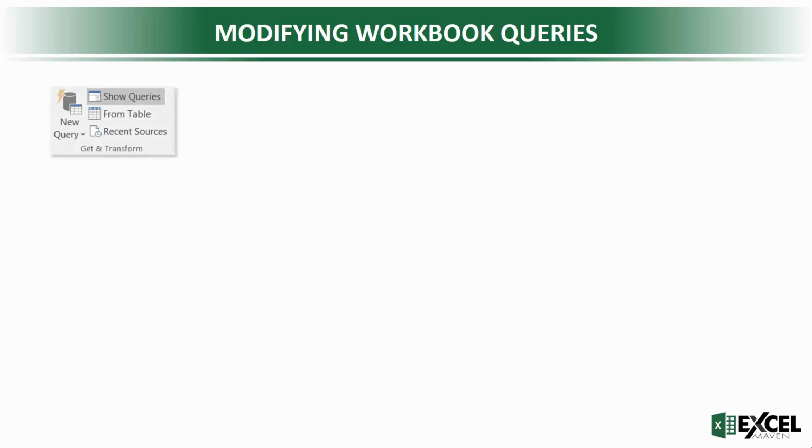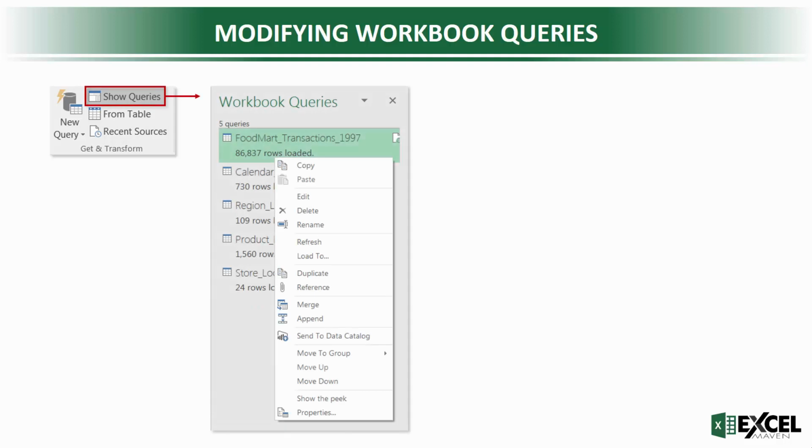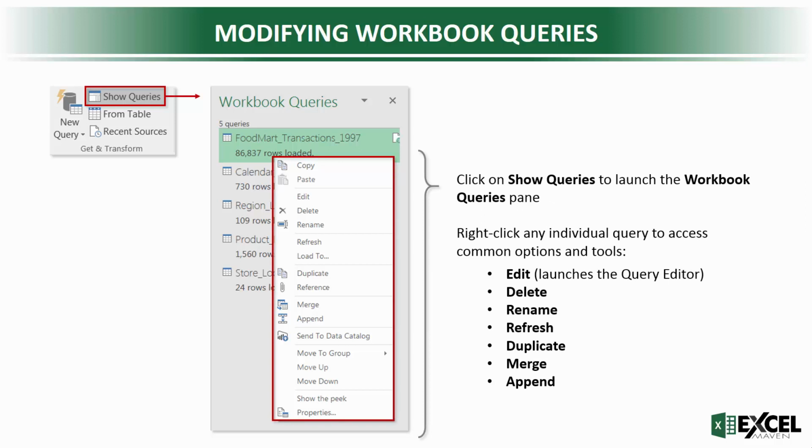All you need to do in the Get and Transform section is show your queries, which will populate that queries pane on the right side of your screen. And then from here, you can either right click or hover over one of your queries, and it will allow you to either press edit and jump right back into the query editor, or you can even use some of those query editing tools right here in the menu without going into the editor. Generally speaking, I'm pretty comfortable in the editor, so I like to go ahead and press the edit button and make my changes there, but it's up to you.